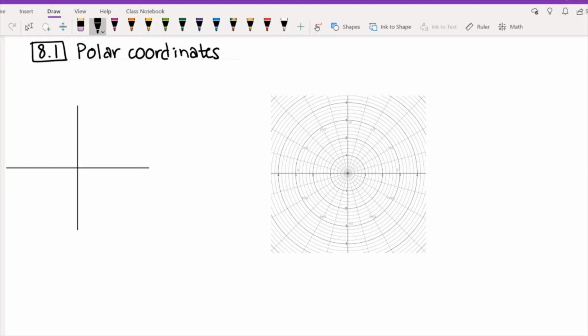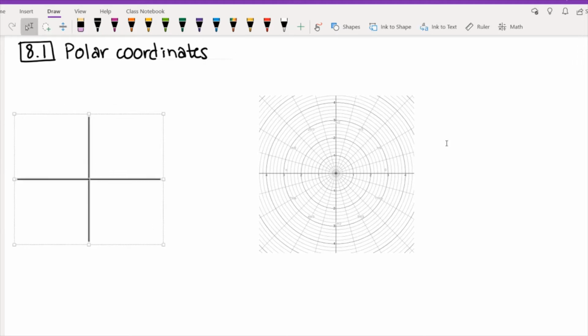Everyone. So today we're going to continue to talk about polar coordinates, and specifically we're going to be focusing on translating back and forth between polar and rectangular coordinates. So I just wanted to quickly remind you again what the deal is with polar versus rectangular coordinates.